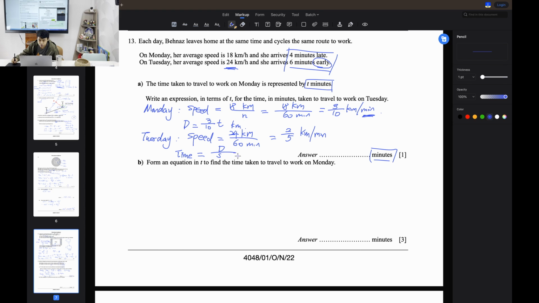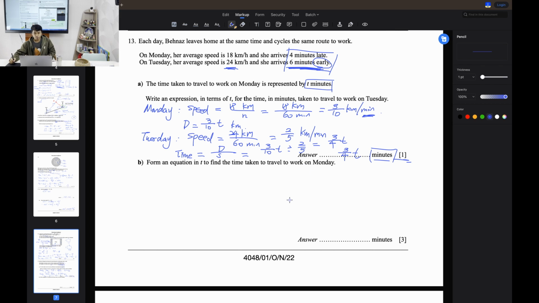So time equals distance divided by speed. Let's say it's the speed of Tuesday, so it's 3 over 10 T divided by 2 over 5, which equals 3 over 10 times 5 over 2. So it's 3 over 4 T minutes. That makes sense, right? Because on Tuesday you arrive 6 minutes early, you take a shorter time. That's why it takes only 3/4 of your previous day's time.